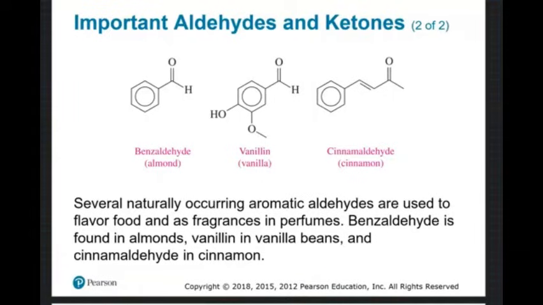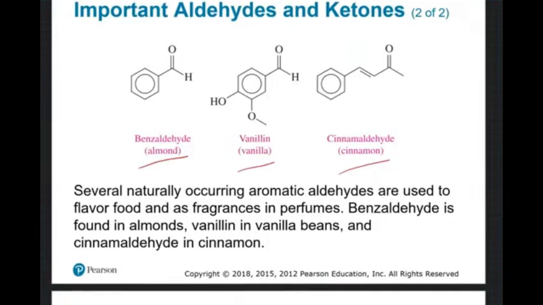Several aldehydes have aroma. So the almond, the vanilla, the cinnamon, those aromas are all due to the presence of certain aldehydes.